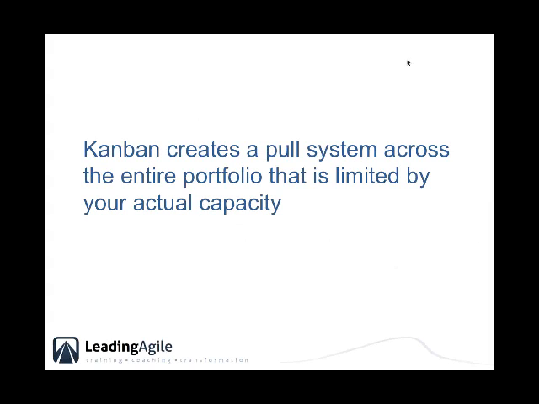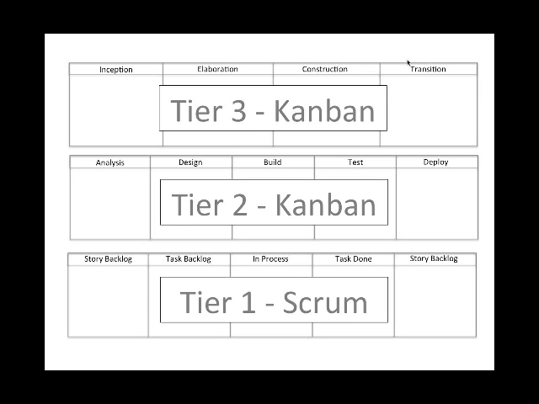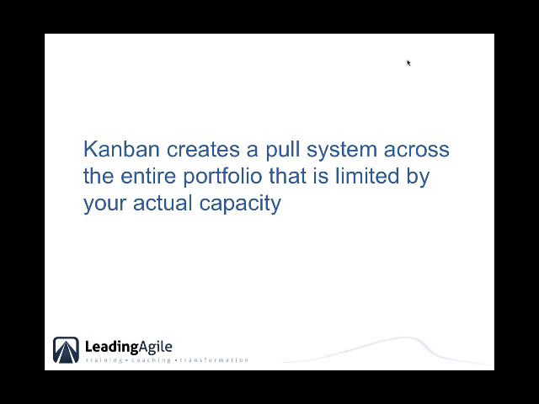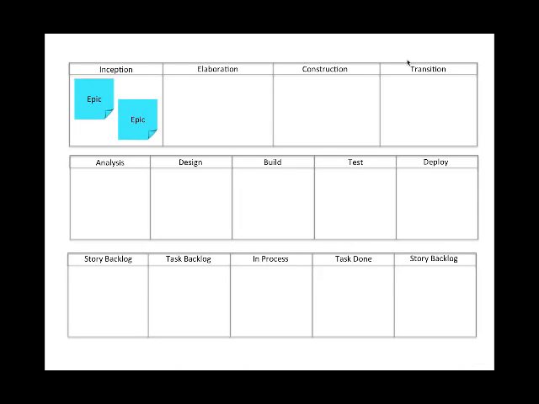And so what we do by wrapping Scrum in a Kanban is that we create a pull system across the entire portfolio that is limited by your actual capacity. Down here at the bottom, the teams have velocity that helps tell us the rate at which we can drop stuff into their backlog. In the middle here, I'm going to demonstrate through a little animation how stuff pulls across that, and then how stuff pulls across that based on the velocity of the team. So let's look at that.